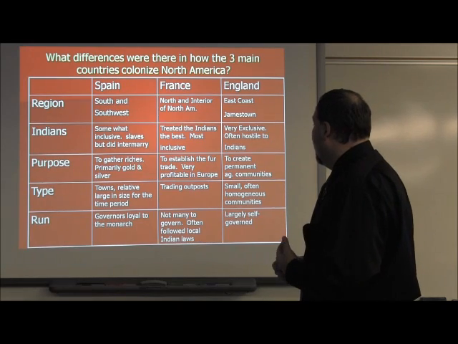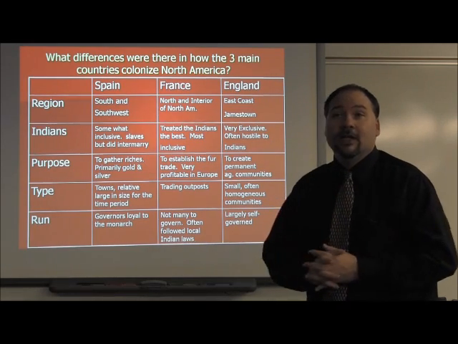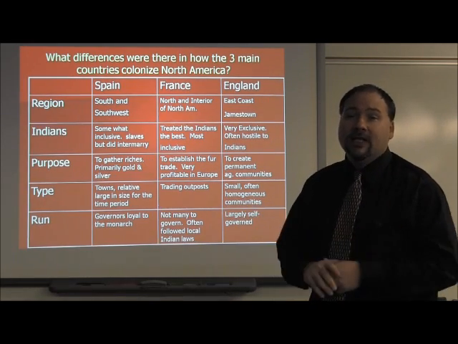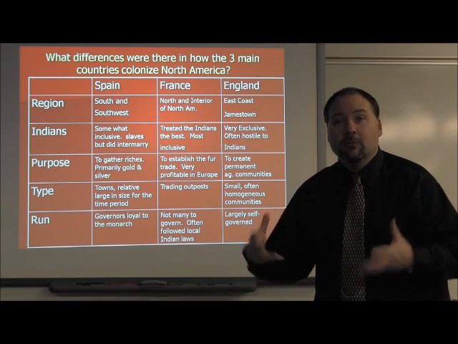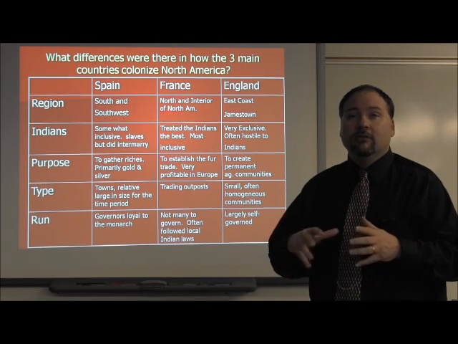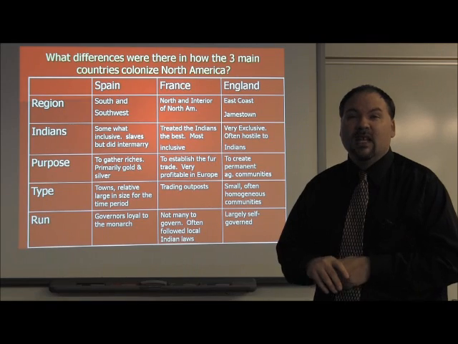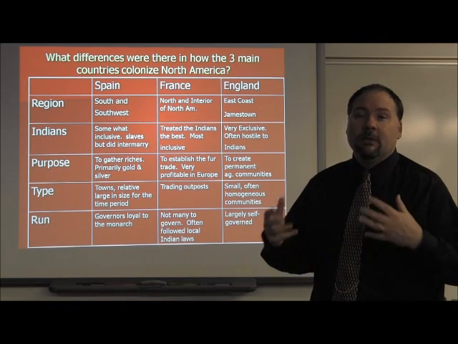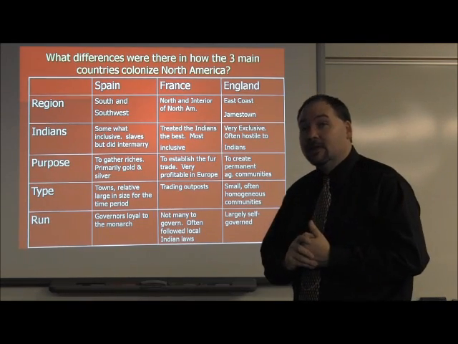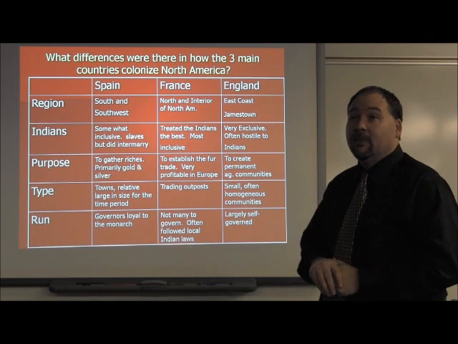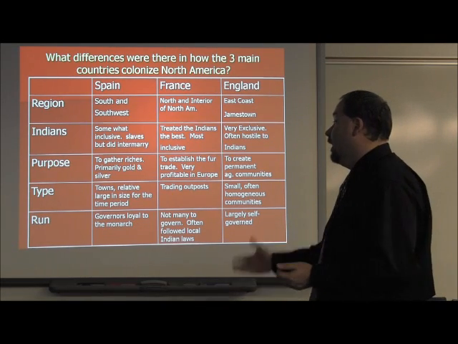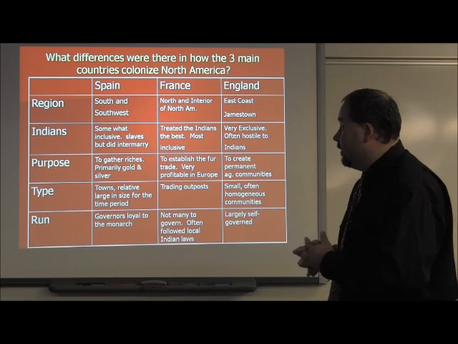And the English are going to be in the middle in this one. They're going to have small, not as small as the French outposts, but small little settlements that are going to be filled with the same types of people with all the same kind of beliefs and purposes, like the Puritans, for example, in Massachusetts Bay Colony. And how are these colonies going to be run?